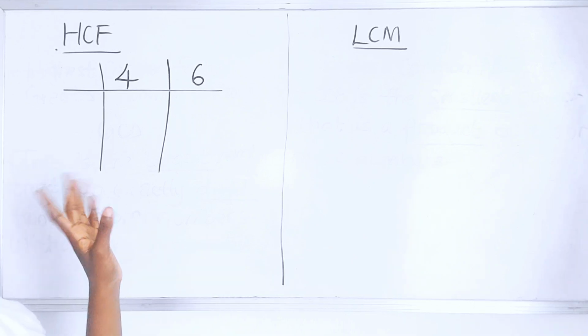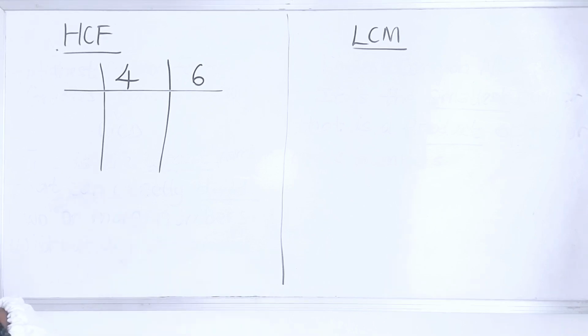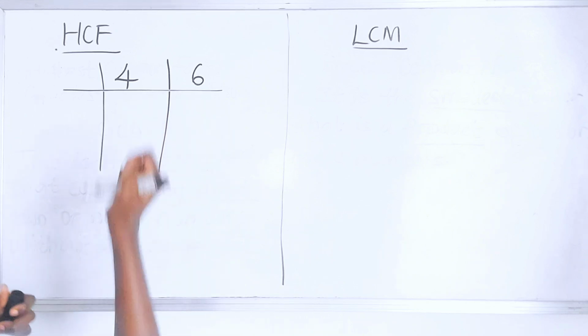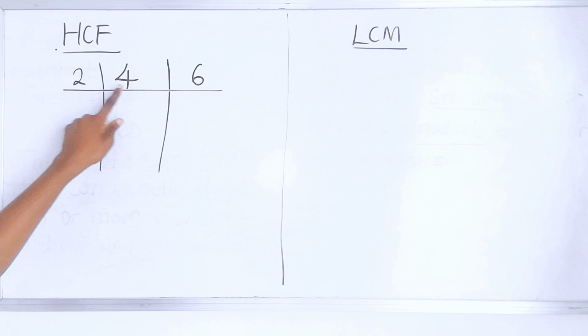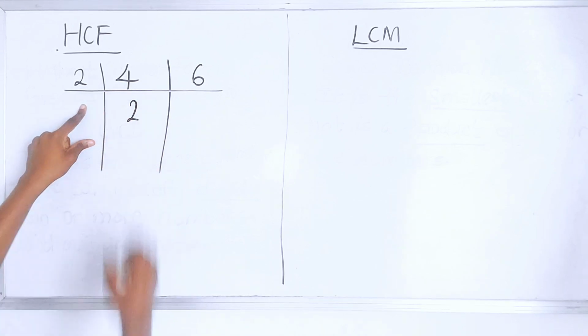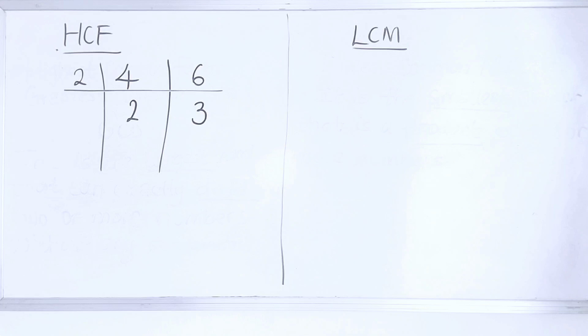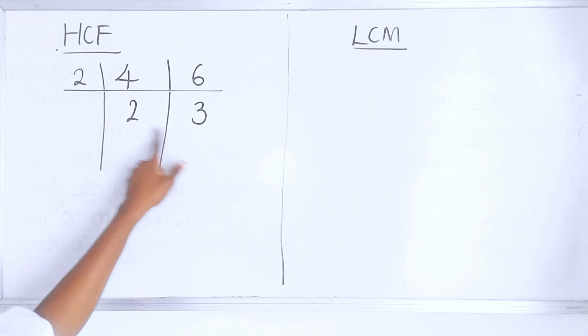So we have 4 and 6. These are even numbers. 2 can go in any even number, right? So 2 can go in 4 and at the same time go in 6. So you write 2. So how many times can 2 go in 4? 2 times. How many times can 2 go in 6? 3 times. So now that you're here, these are prime numbers.